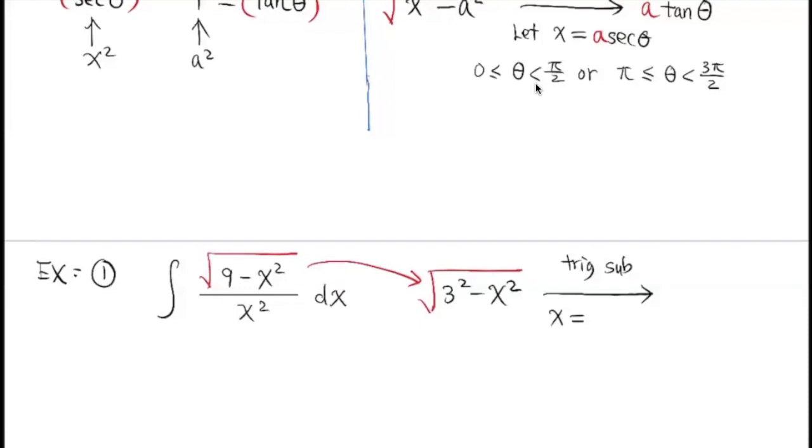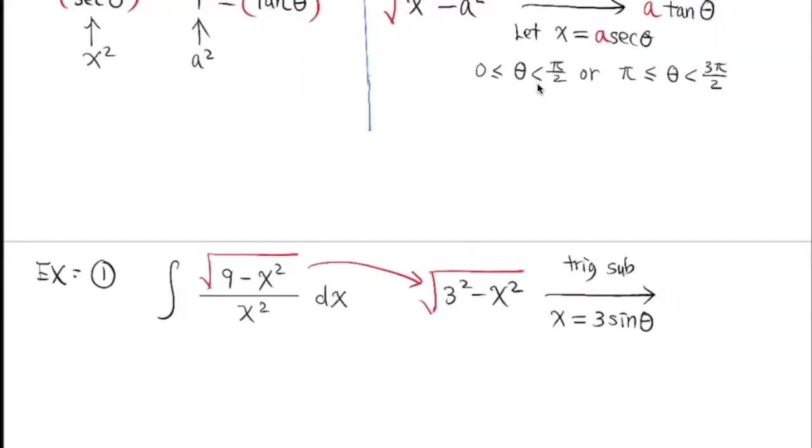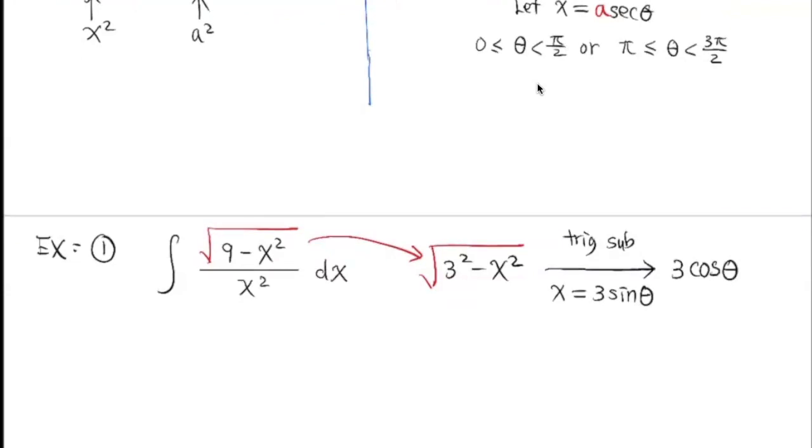So we have 3 sine theta. And then what does this become? 3 cosine theta. So then this becomes 3 cosine theta. Now, some of you didn't answer that. Maybe you're not sure what to do.